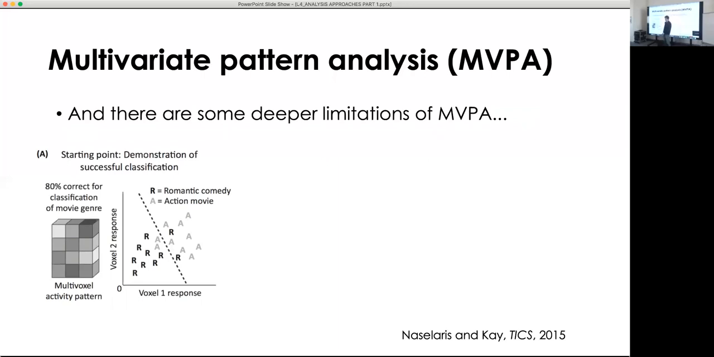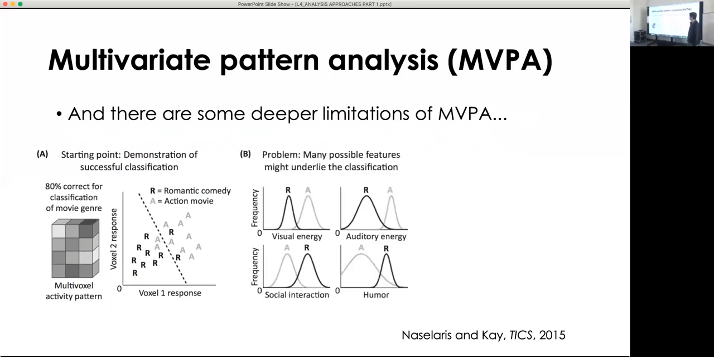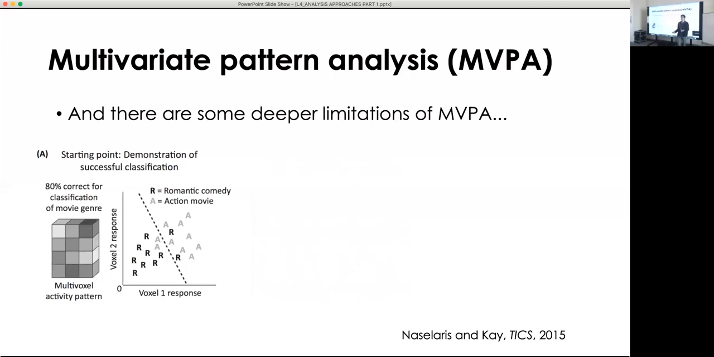Then I train my classifier, and it estimates the optimal hyperplane to separate the patterns: given a pattern of activity, which side of the hyperplane does it fall on, and that's its prediction. So that's the standard setup. Let's say we did this, and we're happy because that looks like an 80% correct scheme. One of the issues we talked about in this paper is that to claim the genre of the movie is the thing this area cares about is a step beyond what this shows, because there are alternatives.